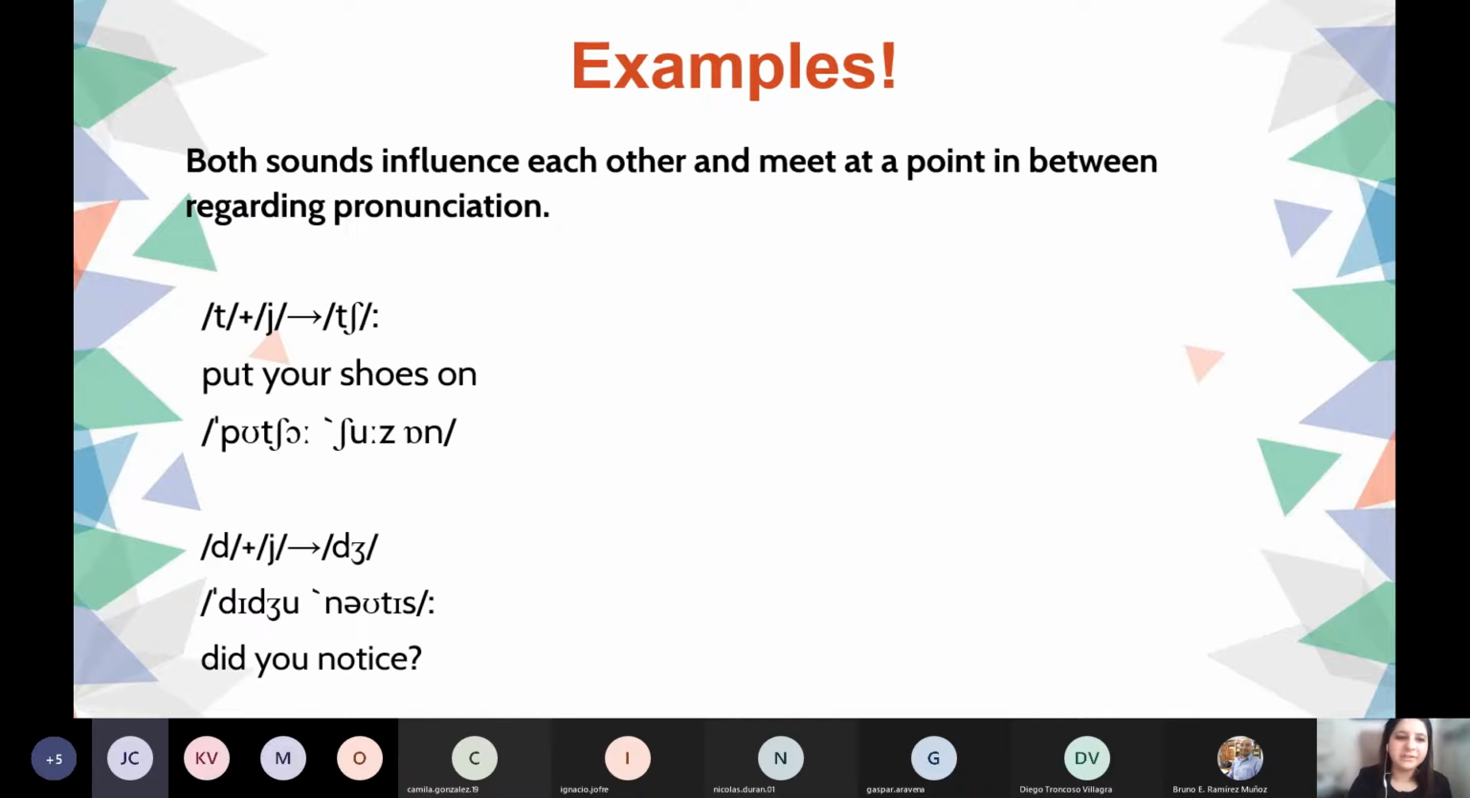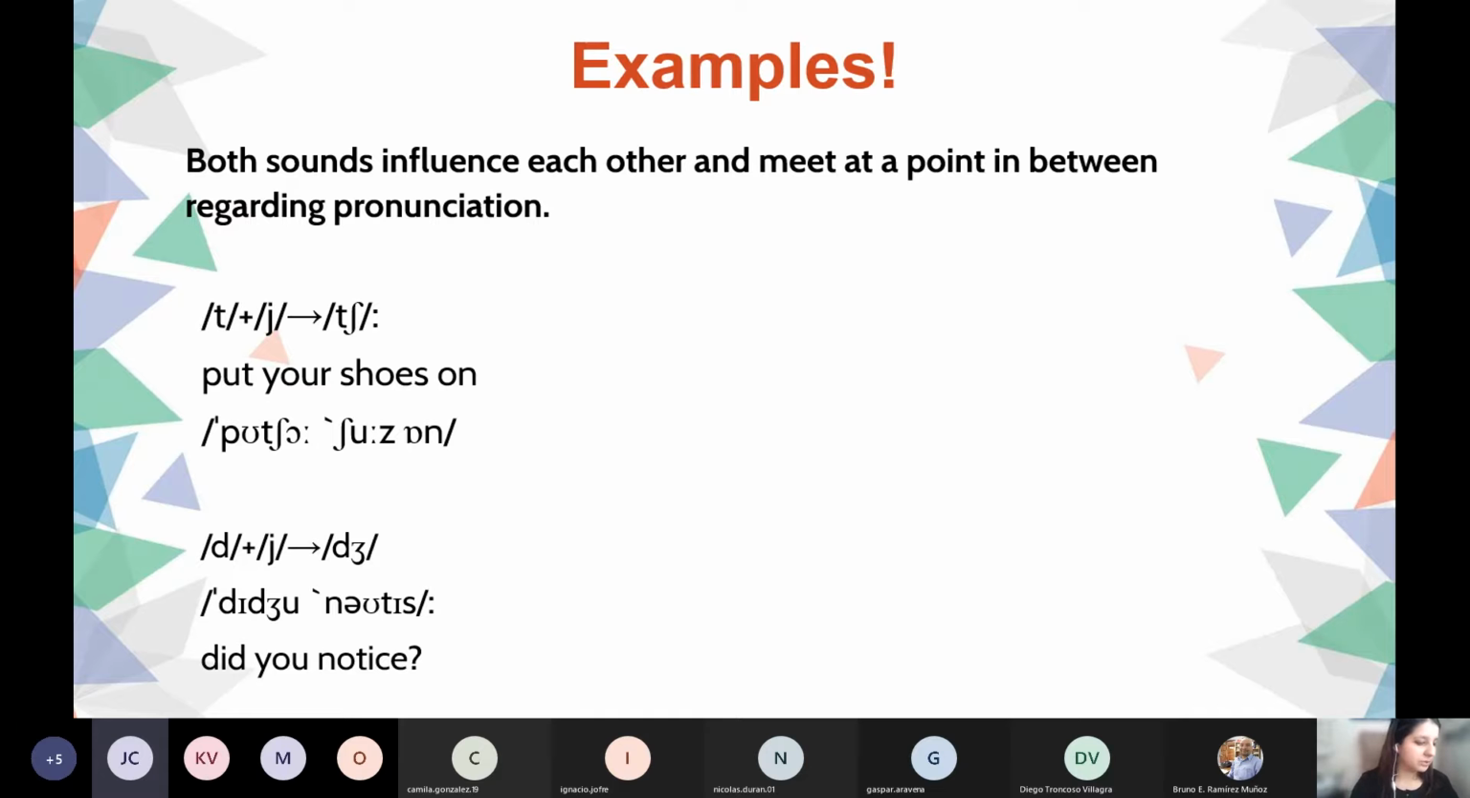So now we have examples, and like it says, both sounds influence each other and meet at the point in between regarding pronunciation. When T is followed by J, it becomes CH. For example, instead of saying put your shoes on, we say put your shoes on. And when it's a D followed by a J, we have J. Instead of saying did you notice, we say did you notice?